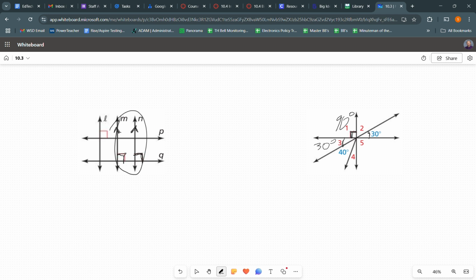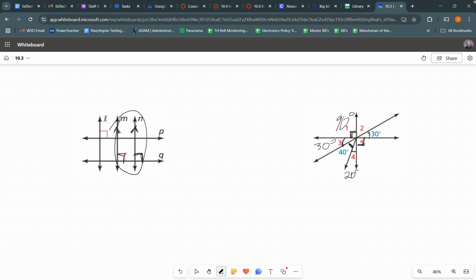Now we have 30 for angle 3, and this angle right here is 40 degrees. What's left over to make 90 degrees? Well, that would be 20 degrees, because 30 plus 40 is 70, plus another 20 is 90 degrees. That leads us to this angle over here.